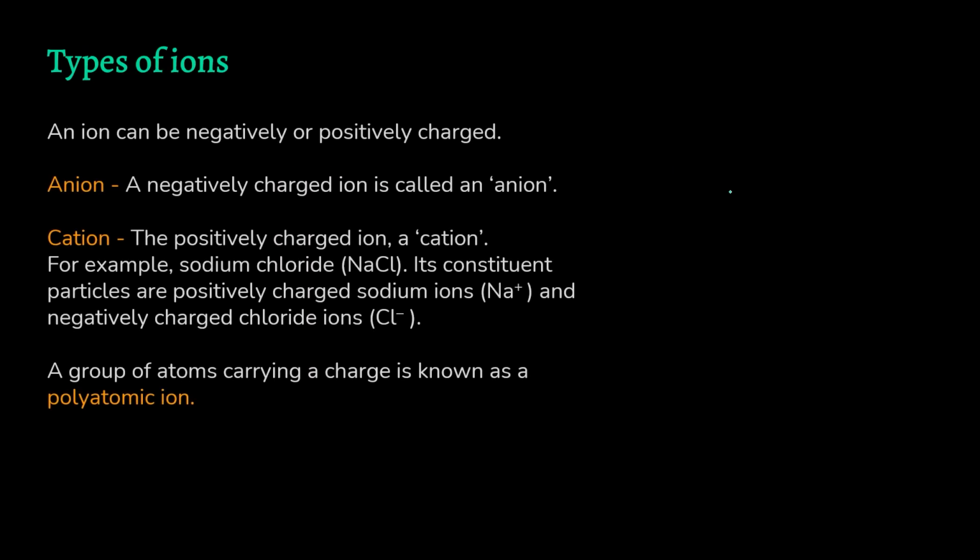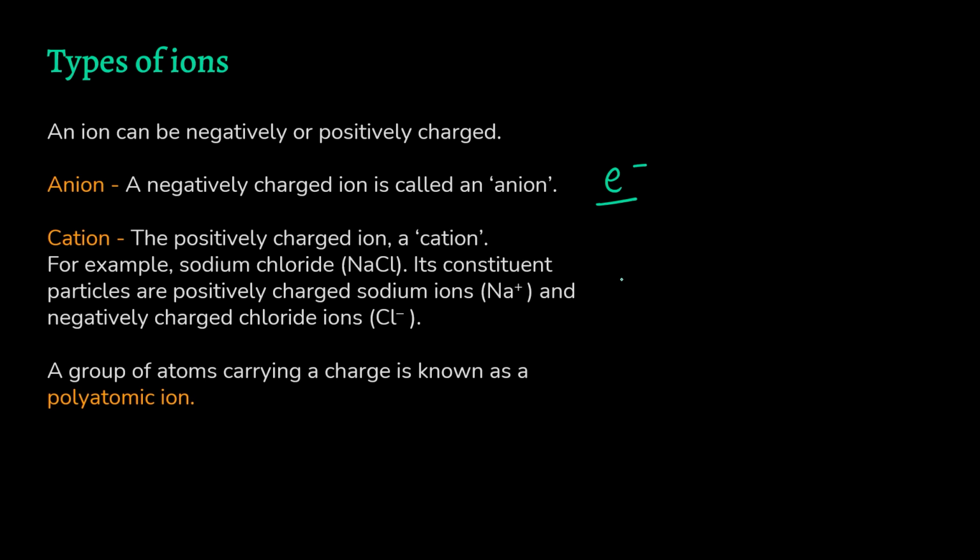Types of ions, like I was demonstrating to you in the previous slide, an ion can be either negatively charged or positively charged. A negatively charged ion is called anion. It has a surplus of electrons. Cation is a positively charged ion. It is on the way to seek electrons. It is at a loss of electrons.